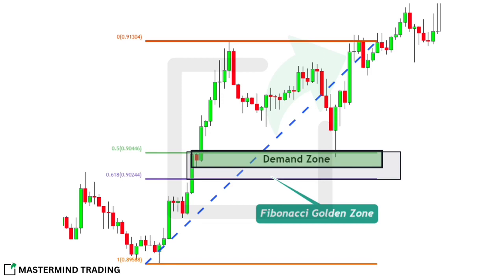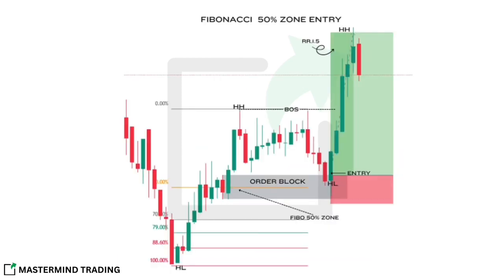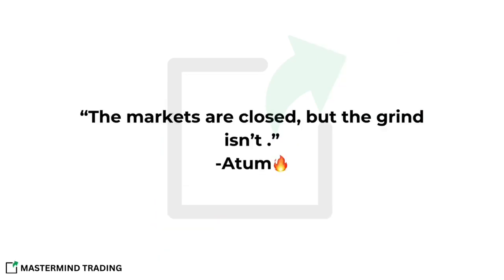Now in this case, you can see the Fibonacci tool being confluenced with a demand zone. Same thing here, being confluenced with an order block. And so basically the Fibonacci tool on its own is not a strategy, it's a tool that can be incorporated into your trading system to sort of maximize the results you get.